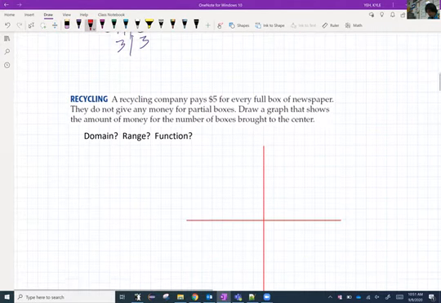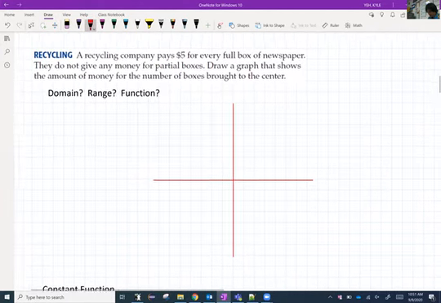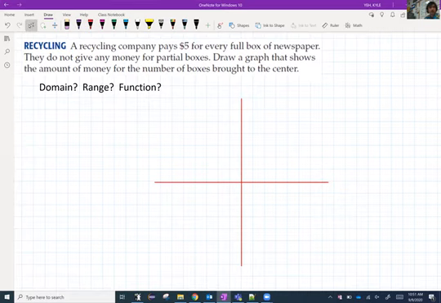So here's what I'm going to ask you to do. Our last problem in the step function before we move on to the next one has to do with recycling. A recycling company pays $5 for every full box of newspaper. They do not give any money for partial boxes. Draw a graph that shows the amount of money for the number of boxes brought to the center. What is the domain? What is the range? And then is it a function? This is a hard problem.